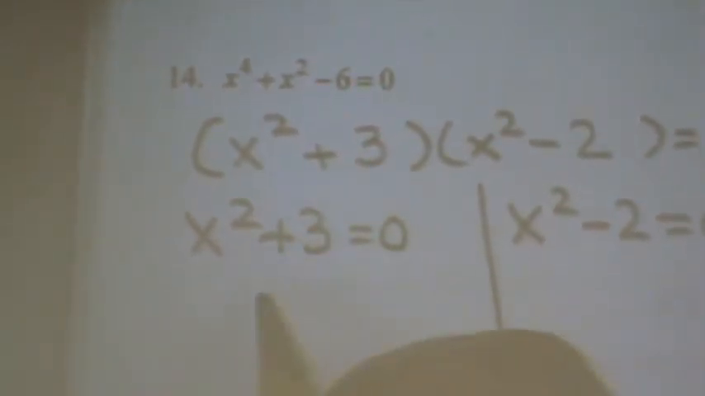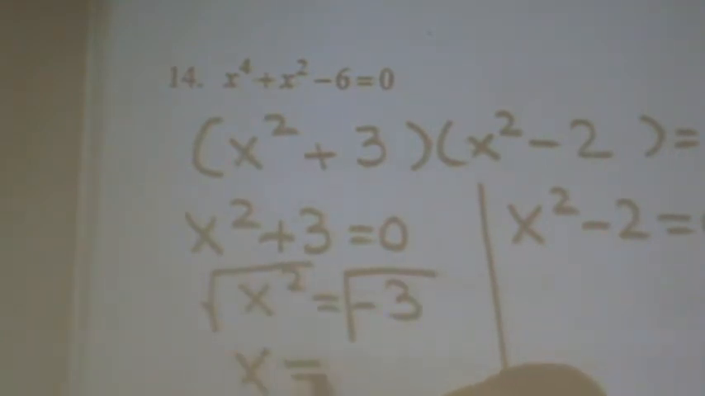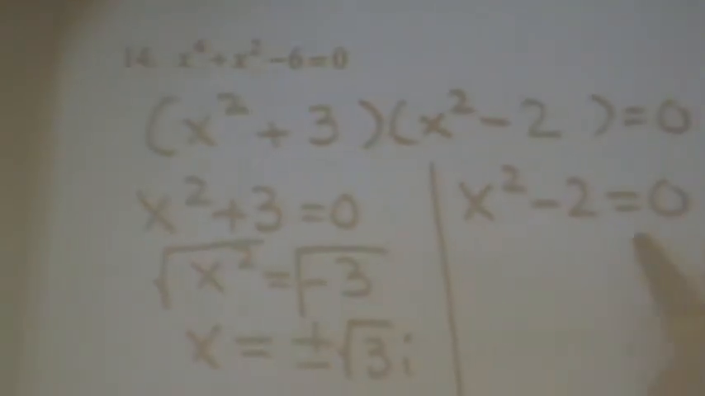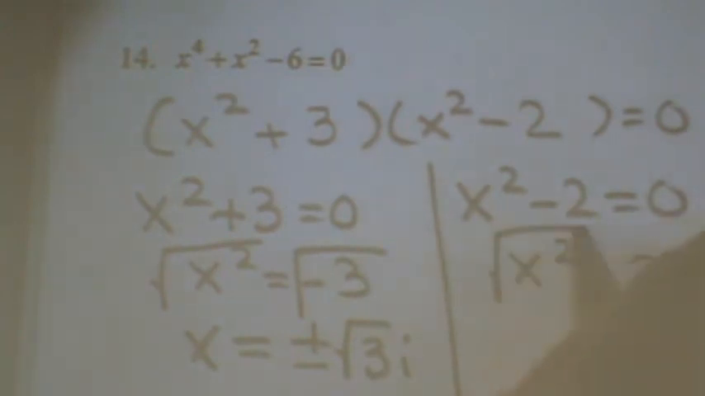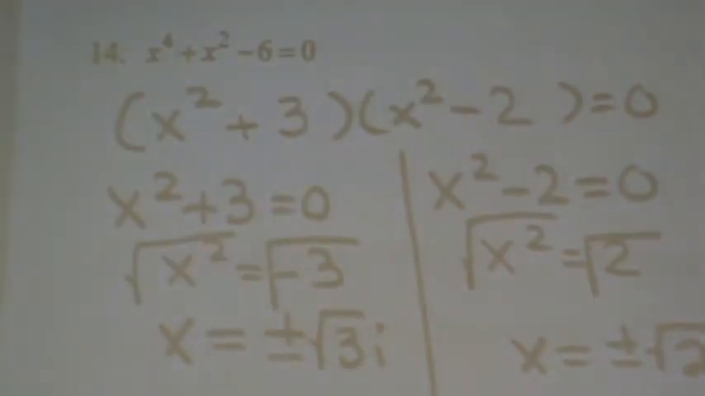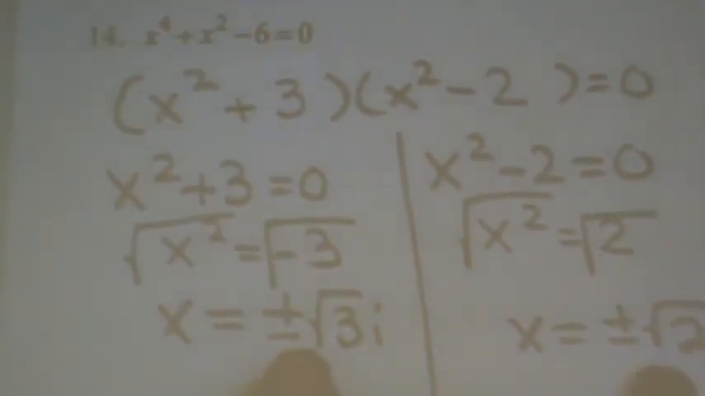So subtract 3. Square root both sides. So x is plus or minus the square root of 3i. And on this side, add 2. Square root both sides. You get x is plus or minus the square root of 2. So there's 4 answers. These are imaginary, and these are real, but they're irrational.